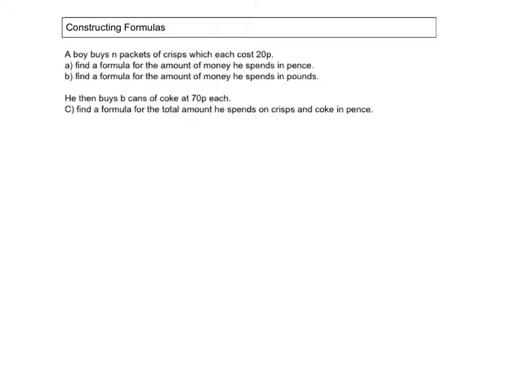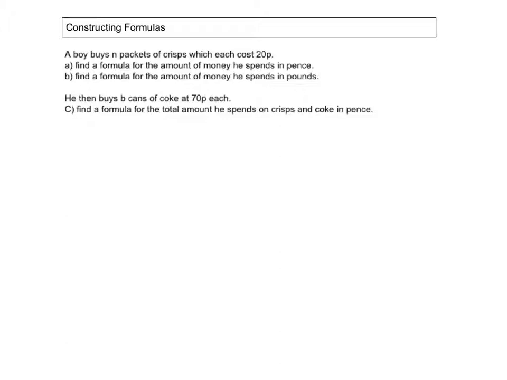In this question, you've got a boy who's buying some packets of crisps, and he's buying N of them. And we want to find a formula for the amount of money that he spends in pence. So, usually, when you're writing a formula, if there's something that you don't know, or something you're trying to find, it's a good idea to call that thing a letter.